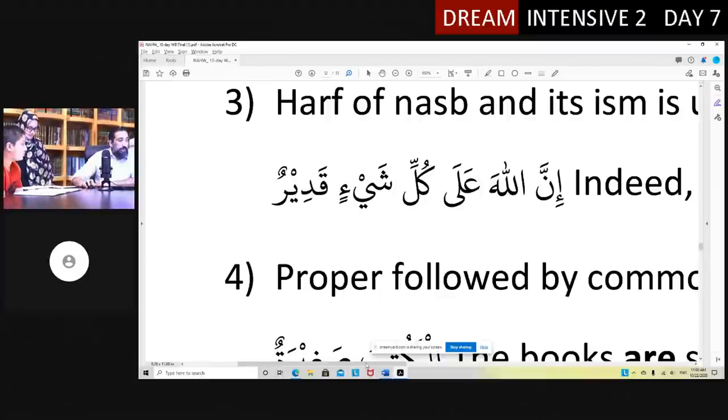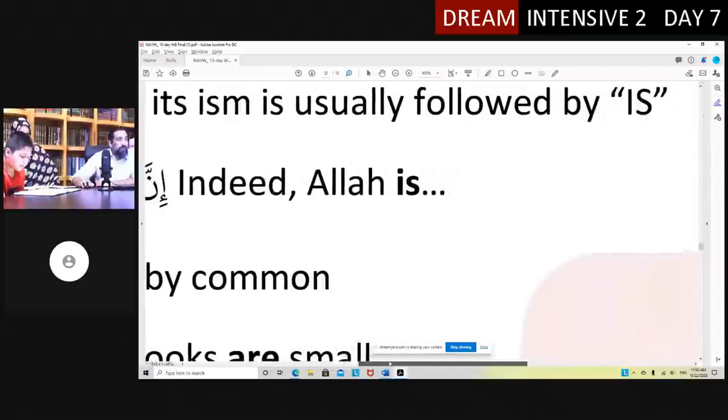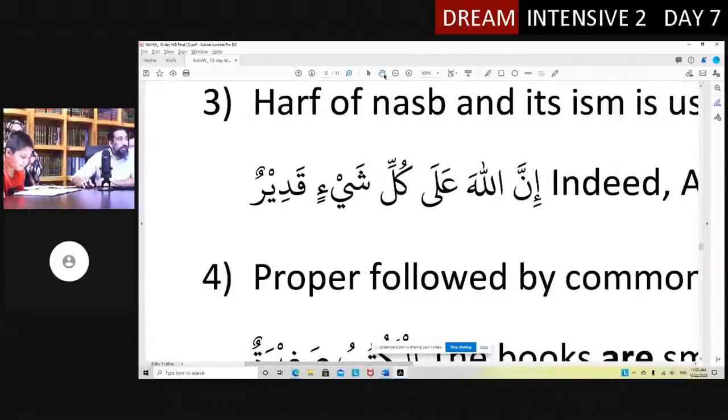It says the shortcut: a harf of nasab and its ism, like inna is ismu inna, is usually followed by "is". So if you see, for example, inna Allaha over here, the word inna, and the word Allah is ismu inna. What you can do if you see this in the Quran is you can almost all the time just put an "is" after that. So this means certainly Allah is whatever's coming.